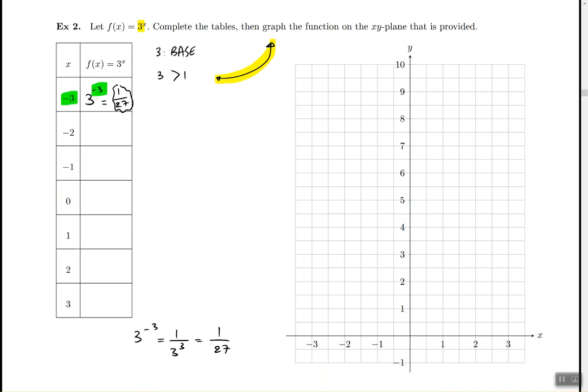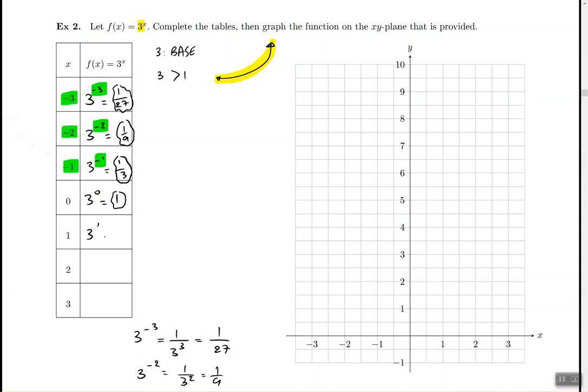And what about -2? Just like before, I'm going to take the 3, the base, and replace the exponent with -2. So what is 3 to the power of -2? Just like with the -3, it's going to be 1 over 3 squared, which is 1 over 9. So again, it's something very, very small. Now, what about -1? 3 to the power of -1 is going to be 1/3, which is roughly 0.33. And when x is 0, I get 3 to the power of 0, which is 1. So far these are my values.